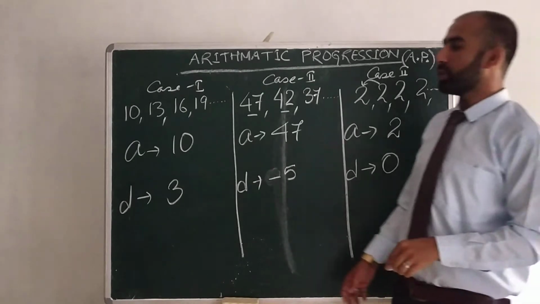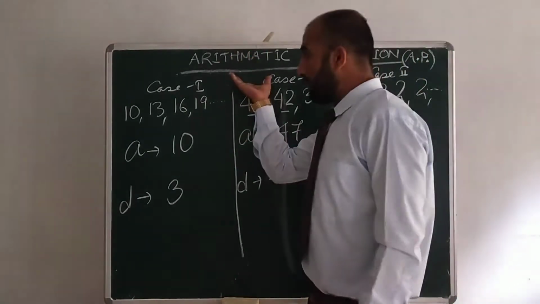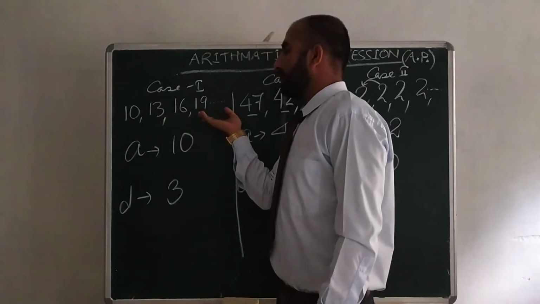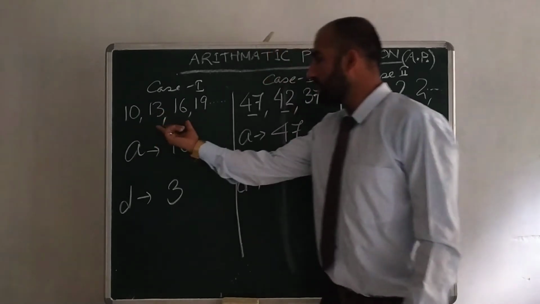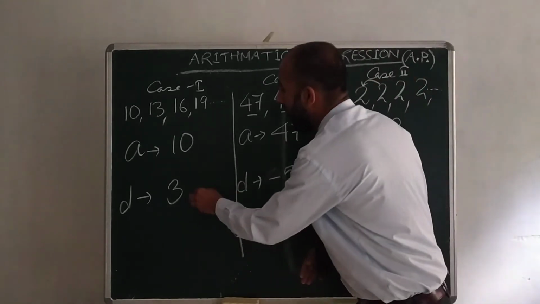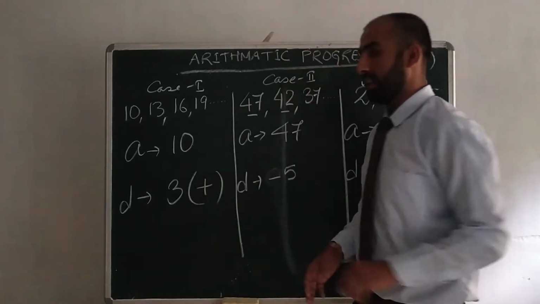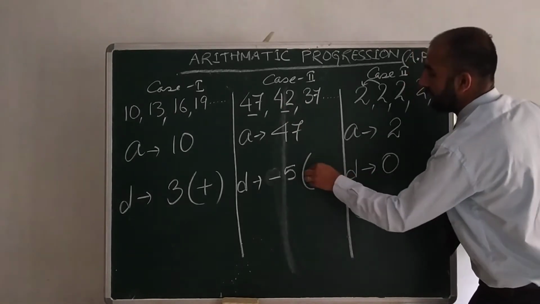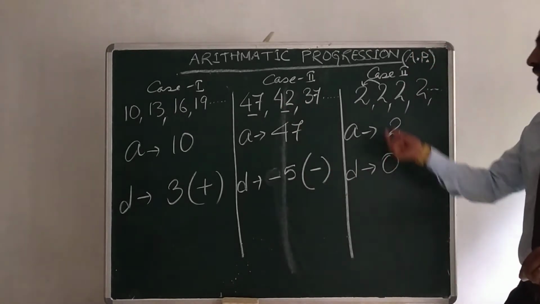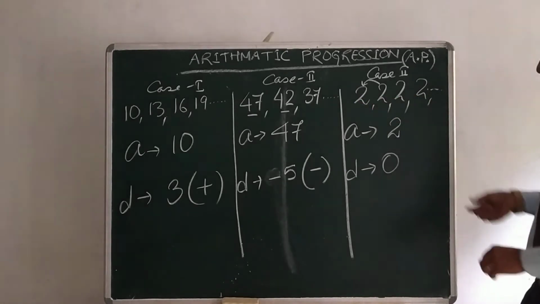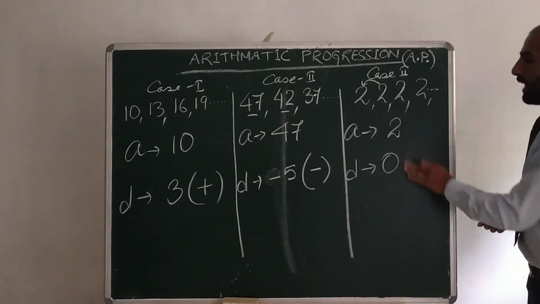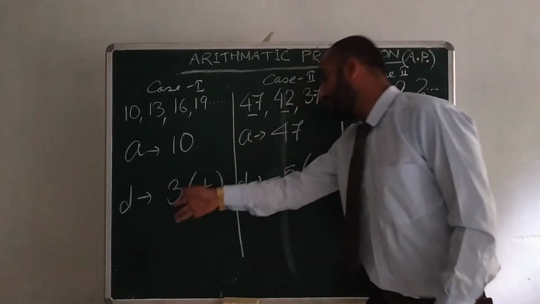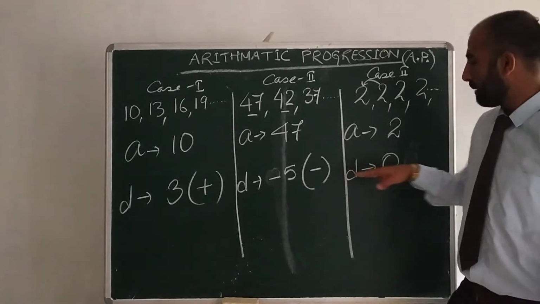So what I am trying to say is, an AP can be an increasing one. That is why you will get a positive common difference. An AP can be a decreasing one, where you will get a negative common difference. And an AP can be of the same number. That means in this case you will get 0 as your common difference. That means the common difference can be positive, can be negative, or it can be 0.